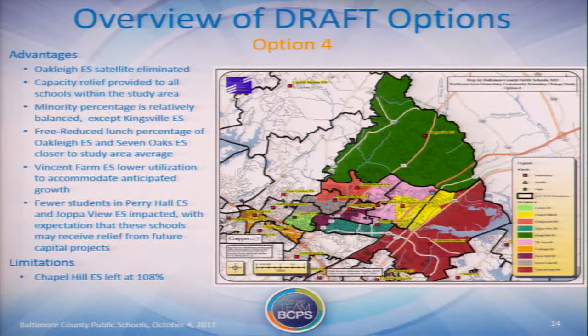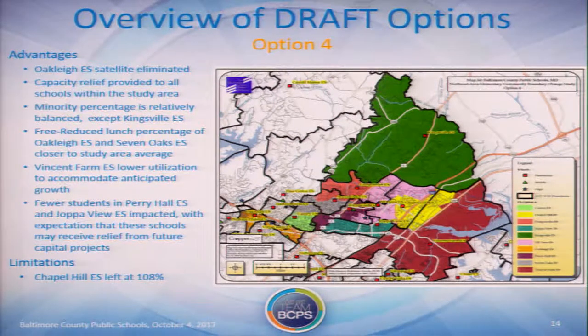It does things to improve it, but not perfect balance, which I don't think is possible. The free and reduced lunch percentage of Oakley and Seven Oaks is closer to the study area average. The Vincent Farm lower utilization accommodates that future growth. So as you say, Vincent Farm is on the lower side in this option. And you look at that, you're like, wow, that's really out of skew from the district average.